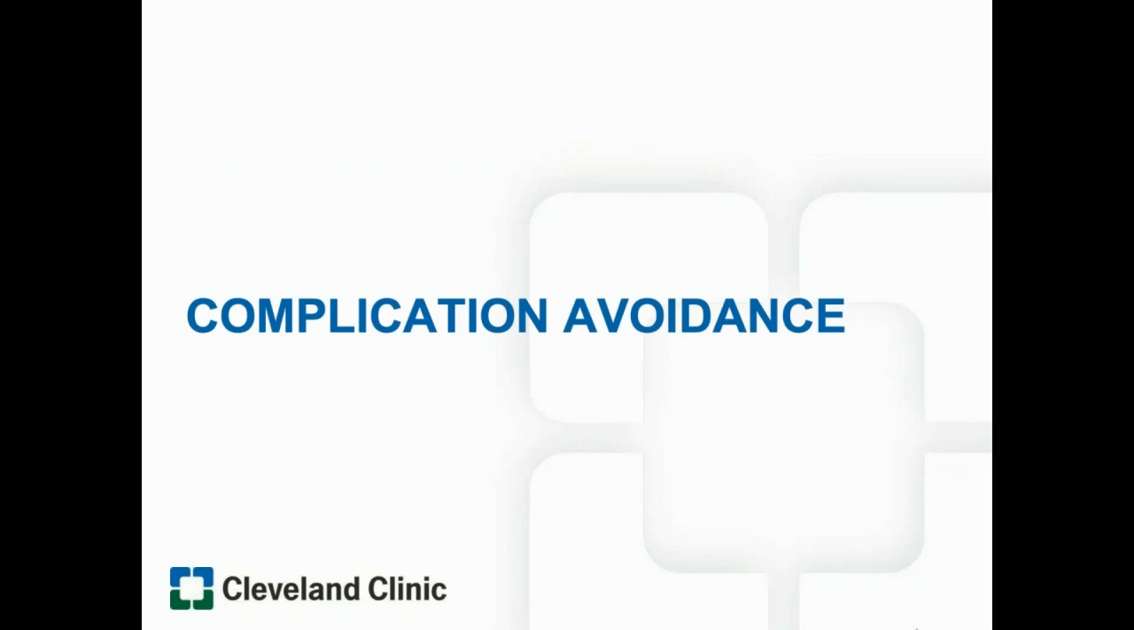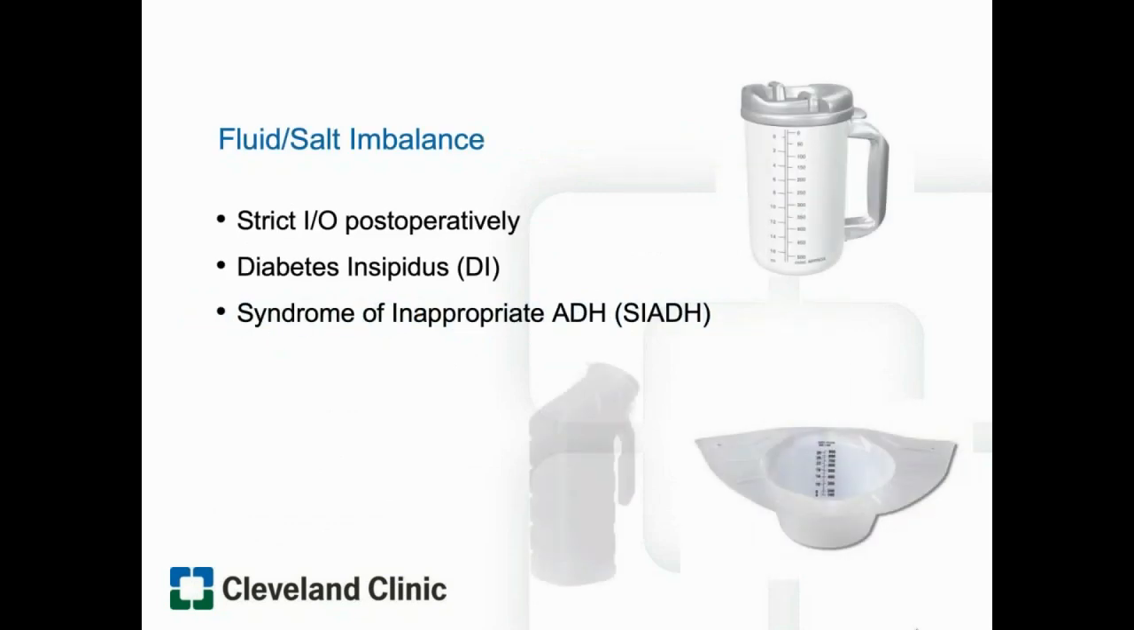Last section to wrap up is complication avoidance. So we'll talk about a few things. After surgery, your providers will be very tuned to fluid and salt imbalances. And we generally have strict intakes and outputs for the nursing care for these patients, so that after surgery, your nurses may have you drink water from these so they can measure how much water you're taking in. And they may have you pee in one of these so we can measure how much pee you're making. And really what we're looking for is evidence of diabetes insipidus.